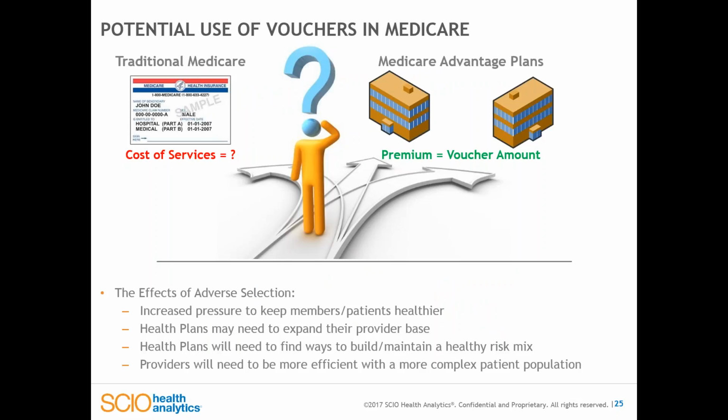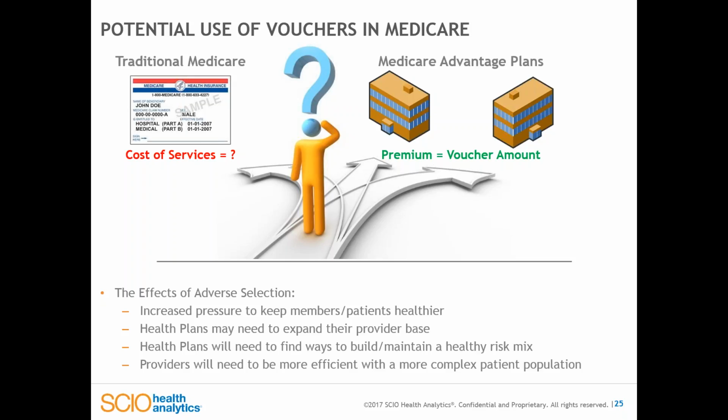So a voucher program for Medicare is in the discussions right now, but it's not new, and it's been bantered about actually since 1984. But the thought has always been that it would drive adverse selection. So what do we mean by adverse selection?